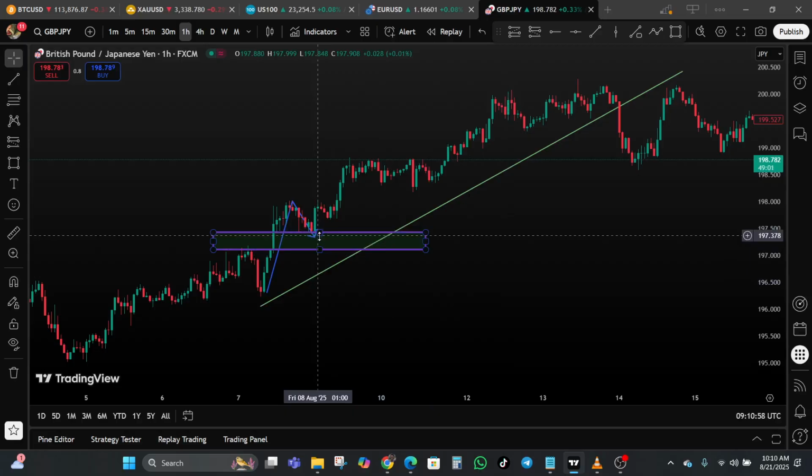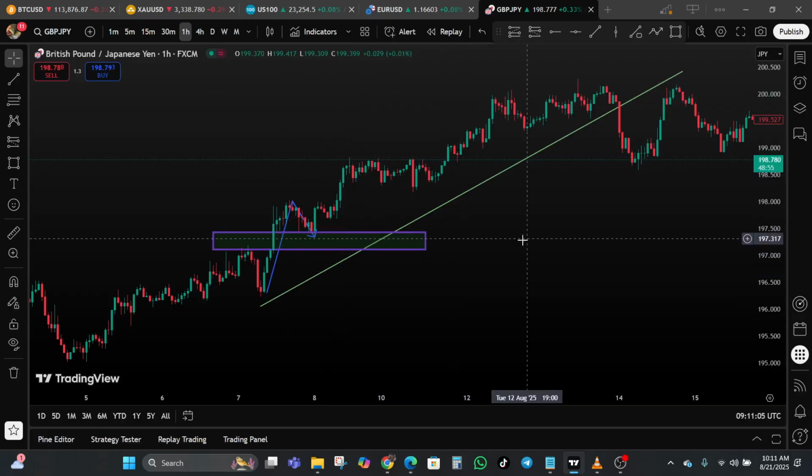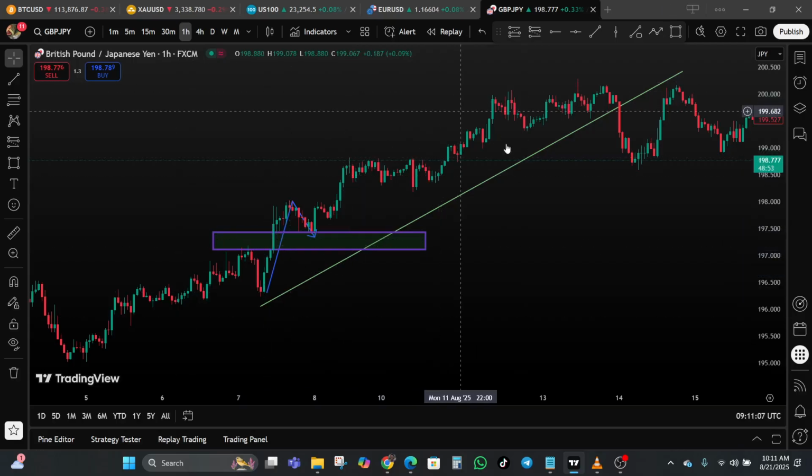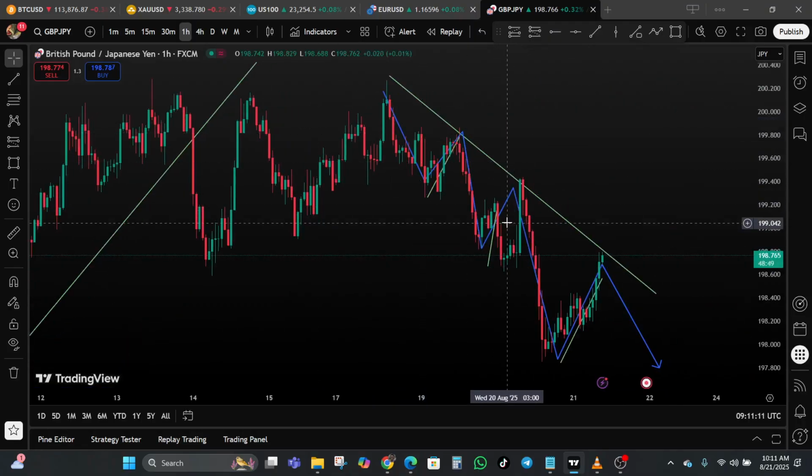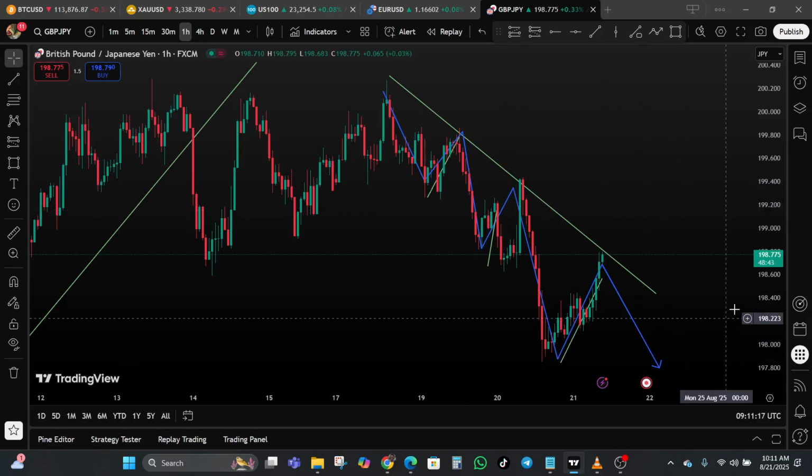Once you have a pullback into it, after your pullback has been confirmed, you look for long opportunities. That's in a bullish trend. So now in a downtrend, you wait for displacement to the downside, then a pullback into a premium level before considering shorts. Structure gives you the framework.